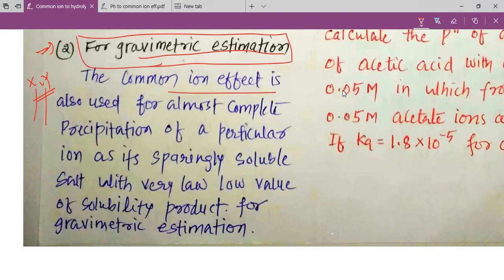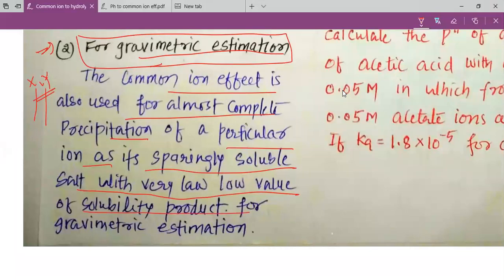So common ion effect is used for almost complete precipitation of a particular ion, as a sparingly soluble salt with a very low value of solubility product, for gravimetric estimation. What happens, my dear students, is that this XY compound, we allow it to react with Z, and the compound XZ is formed. And then this XY, we allow it to react with P, and this is how the compound PY is formed.